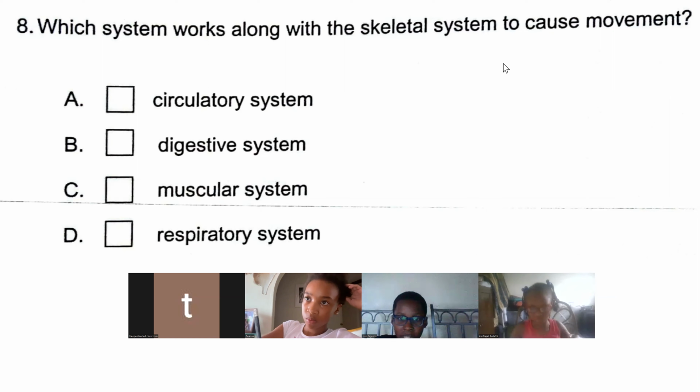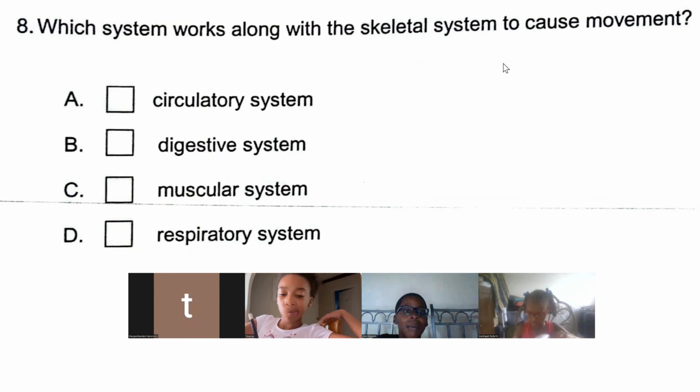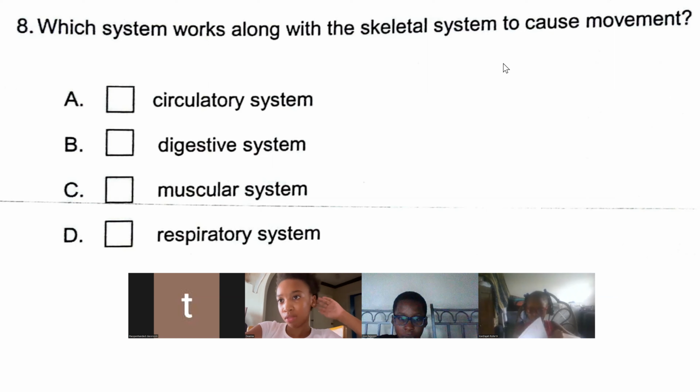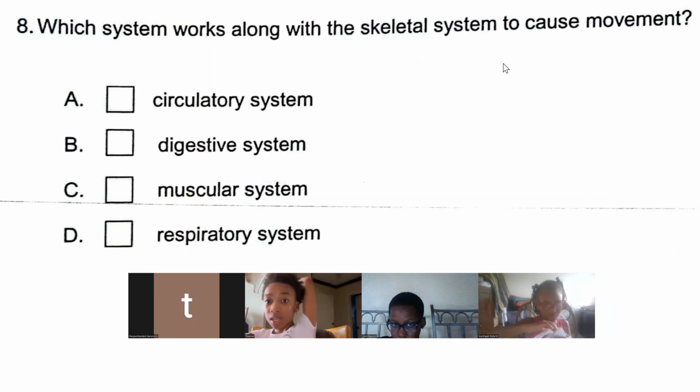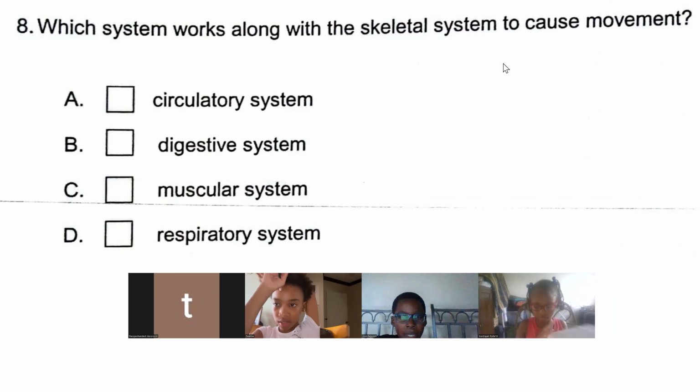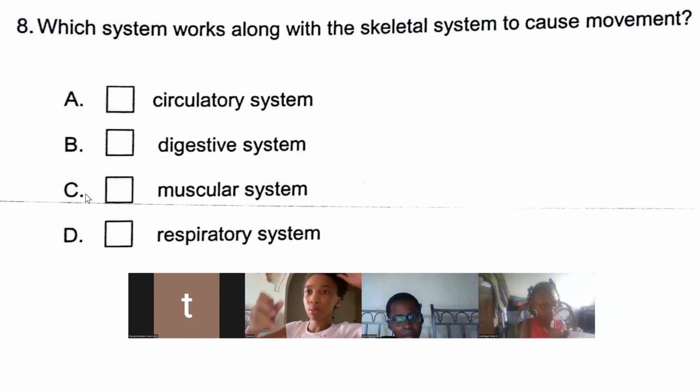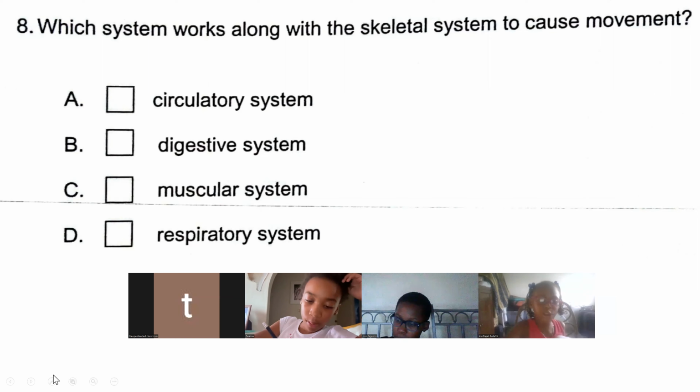A. Circulatory system. B. Digestive system. C. Muscular system. D. Respiratory system. Good. So which system works along with the skeletal system to cause movement? Which system is it, Javon? Muscular system. Very good. The muscular system.